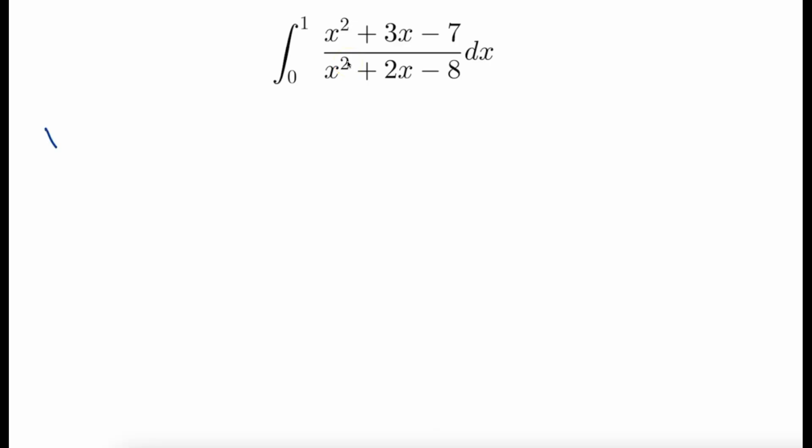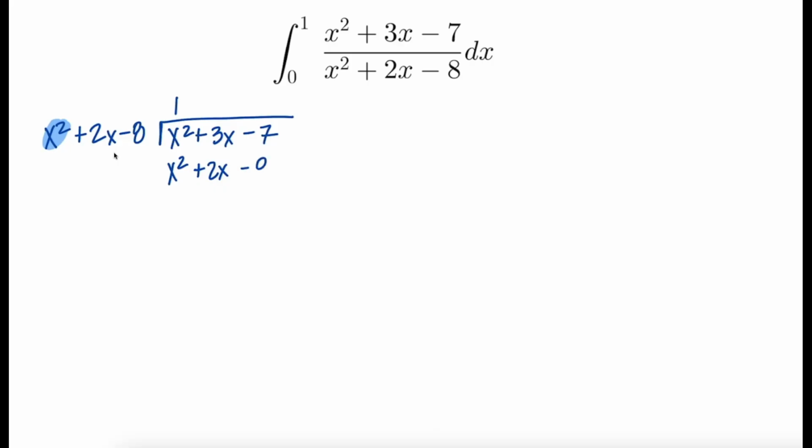So we're going to divide the denominator x squared plus 2x minus 8 into the numerator x squared plus 3x minus 7. And we're looking at that leading term in the divisor, x squared, thinking about what do I have to multiply that by to get x squared, or how do I divide x squared into x squared? Well, it goes in one time. So now I have 1 times x squared, that's x squared. I have 1 times 2x, so plus 2x, and then 1 times -8 is -8.